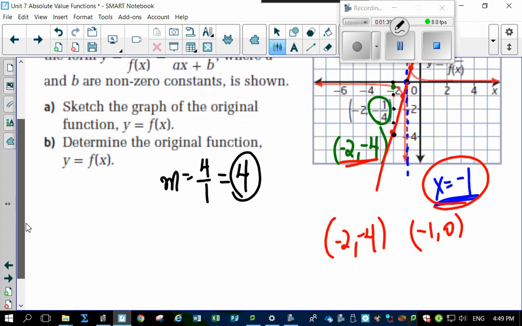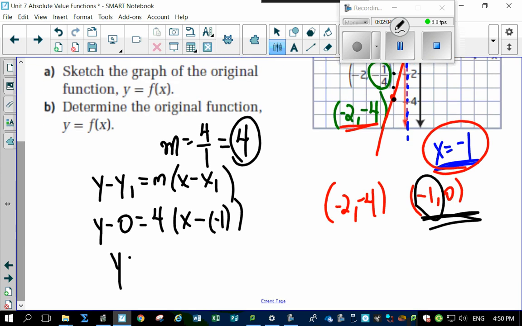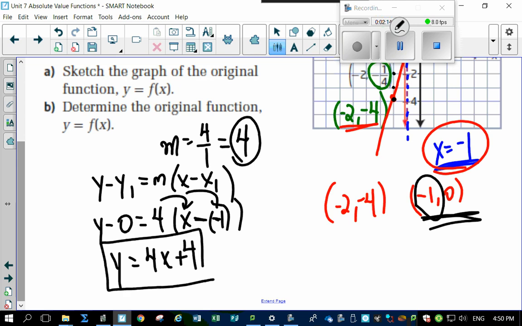Now, remember this formula? y minus y1 equals m times (x minus x1). Pick a number. This is the easiest number to work with. Let's do it. Look, y minus y1, which is 0, equals your slope, which is 4, times x minus x1, which is -1. Check this out. Look what you got here. This is really cool. y equals, distribute, you'll have 4x, minus minus makes it a plus 4. There is your original equation.